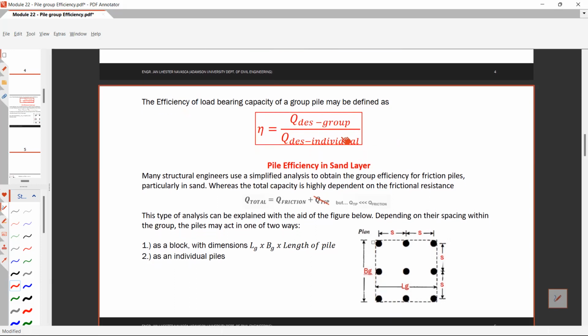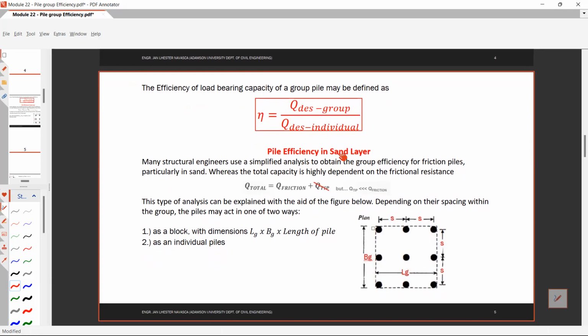Okay, so the pile efficiency in sand layer. So many structural engineers use a simplified analysis to obtain the group efficiency for friction piles. Particularly in sand, whereas the total capacity is highly dependent on the frictional resistance. So you can check this out.